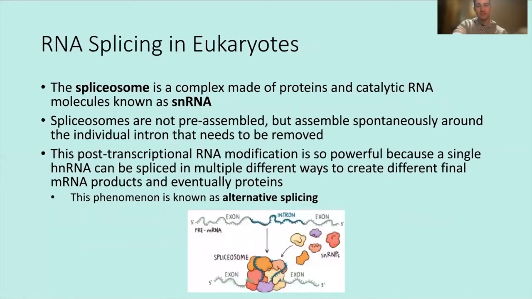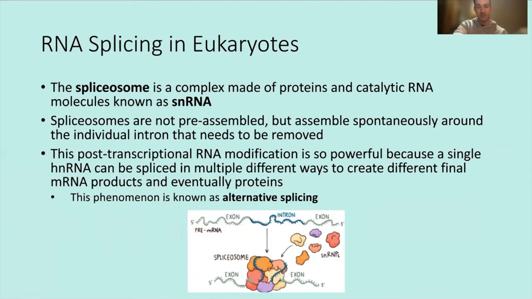So the spliceosome is a complex made of proteins and catalytic RNA molecules known as snRNA molecules. Spliceosomes are not pre-assembled, but assemble spontaneously around the individual intron that needs to be removed. The intron, we said, is those non-coding sequences. So the spliceosomes actually form around those introns and remove them. That's part of the alternative splicing that takes hnRNA and turns it into a mature mRNA.